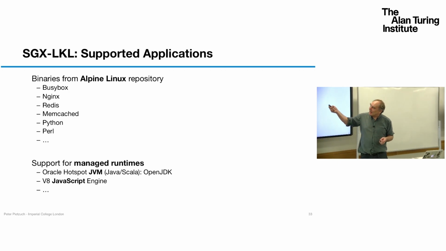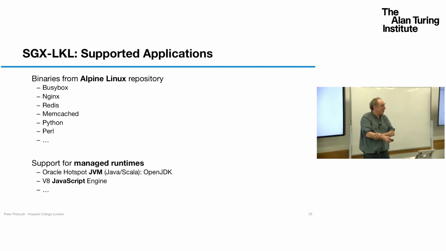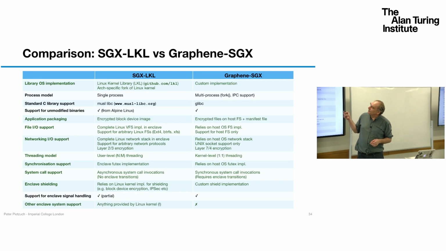Yeah, so anything that works on Alpine Linux will just run now, modulo the memory footprint, which will hurt you, but it will work. It will just maybe go very, very slowly. So I'm going to skip that.